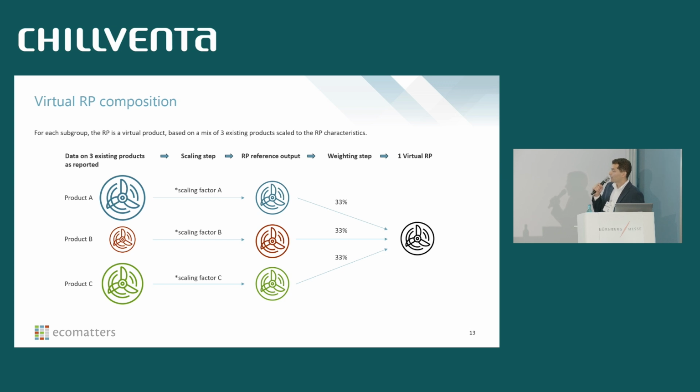So in the representative product study, we have a virtual product that we study, and this is actually based on a mix of 3 existing products that are scaled to this reference output. So on the left side, you can see these 3 products. We have product A, product B, product C. Some might be a little bit bigger, others might be a little bit smaller. And with this scaling factor, we upsize or downsize this whole system to translate it to having the right reference output of the RP. And then we can take an average to get this blend, this mix of the representative product.